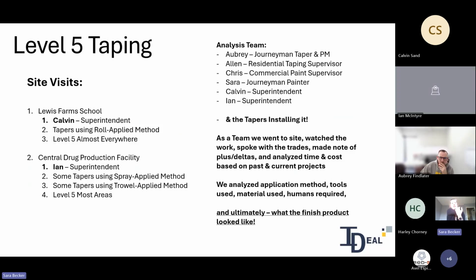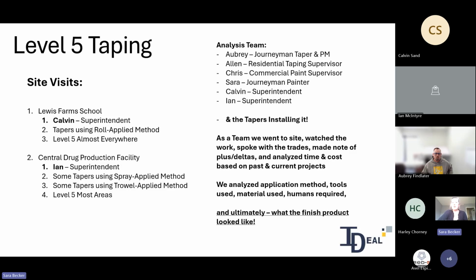I might just be crazy and sick, but Lewis Farms, Calvin on this call was the superintendent on that site. He had tapers using the roll applied method, and that was a school that had level 5 almost everywhere. Central Drug Production Facility was an interesting job too. Very heavy into steel, but as we got into finishing, it was also crazy. So Ian was a superintendent there, and he had 2 different taping crews using 2 different methods. So we looked at spray applied there as well as trowel applied.